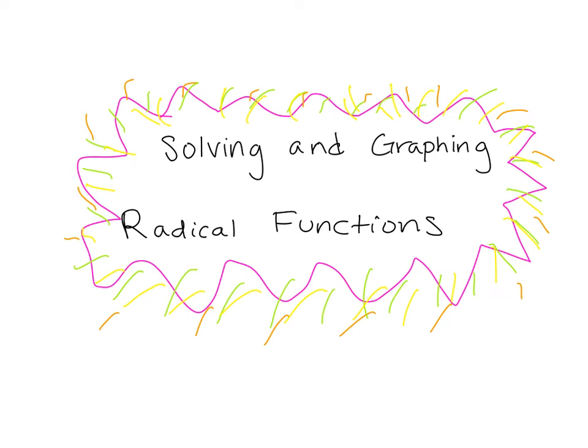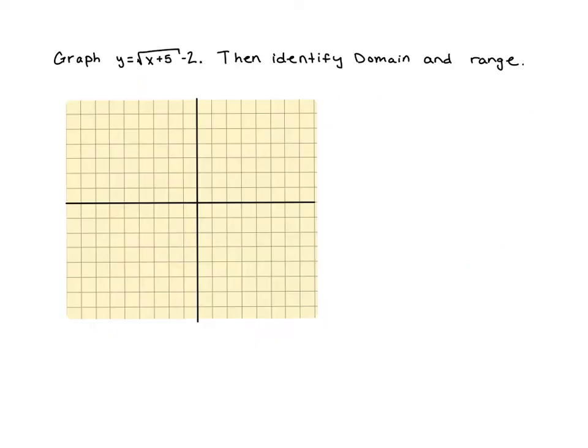Okay, so we are going to talk about solving and graphing radical functions. We're going to graph this equation, y equals the square root of x plus 5 minus 2. There's a couple ways to do this, and we are definitely going to reference our transformations in the process. But a good method is to think about some of the points that you might want to plot.